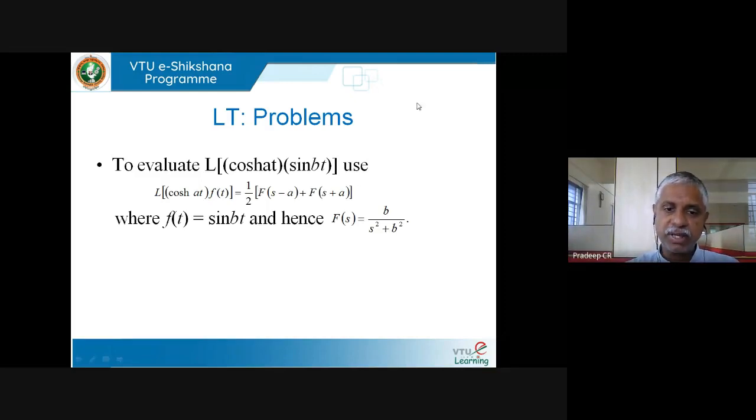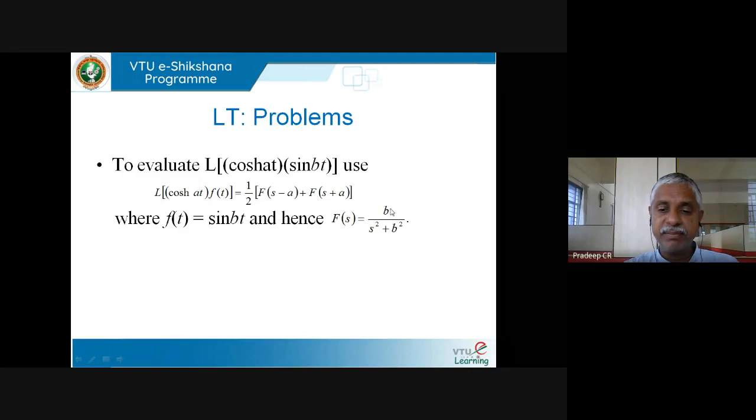So we use this formula: Laplace of cosh(at) f(t) is half capital F(s minus a) plus half capital F(s plus a), where f(t) is sin(bt). If I replace f(t) by sin(bt), I'll get this. So I'll first have to find Laplace of f(t), that is Laplace of sin(bt), which I know from the table is b by s squared plus b squared. In this, I will replace s by s minus a if I want to get this, because this is nothing but capital F of s minus a.